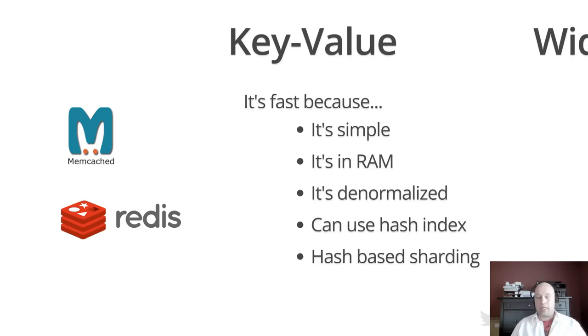And in a key value database, because they don't support range queries, so that is like a greater than or less than type of query, when you only select individual keys, you can use a hash index, which is a faster index structure than a B-tree, for example. And then the same for sharding. When you have keys that you can hash, sharding becomes quite simple. So this was early on where you could find good scale out solutions, let's say 10, 11 years ago when NoSQL databases started spreading.